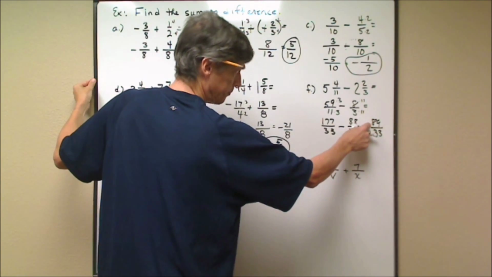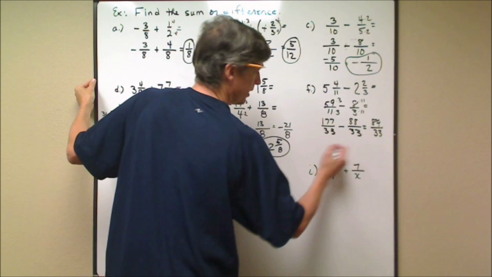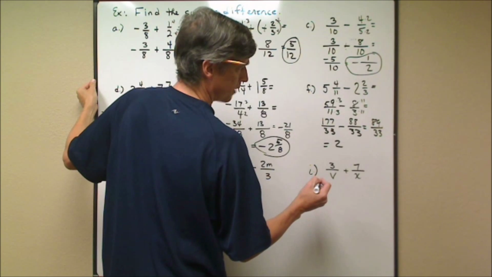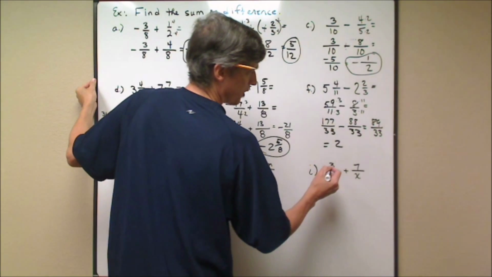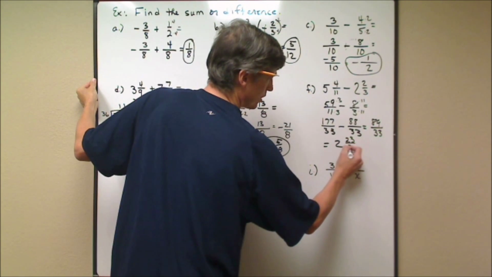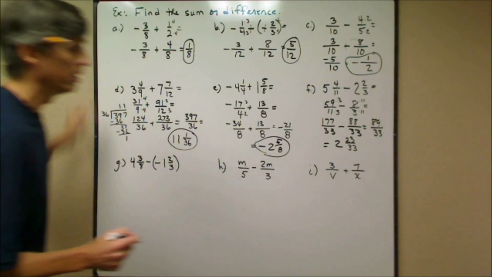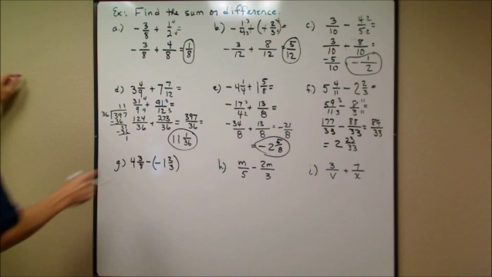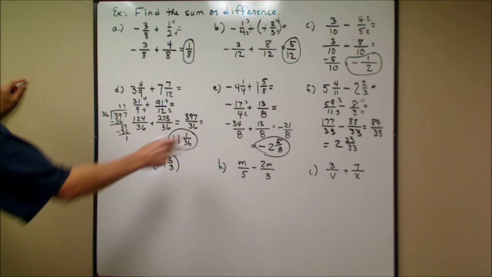33 goes into 89 2 times, almost 3, 2 times, that'd be 66. So that'd be 23 left over all over 33. It did not reduce, so it gets a mixed number there, 2 and 23/33rds. All right, almost done here. One more with just regular numbers before we handle the fractions with the variables in them.